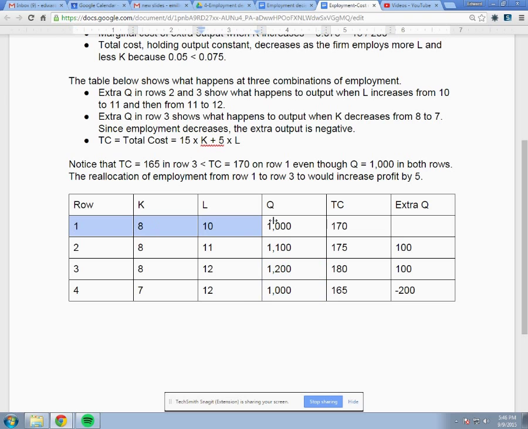Compare row 1 with row 3. In both cases, output's 1,000. I got a total of 200 extra outputs by increasing L by 2, and I lost 200 units of output by firing one of the Ks. The net result is output remains constant at 1,000. But also notice that total cost goes from 170 down to 165. I paid $10 more when I hired 2 Ls, but I saved $15 when I fired 1 K.